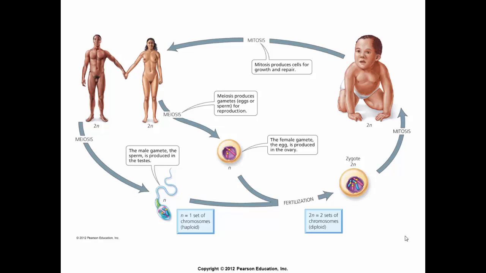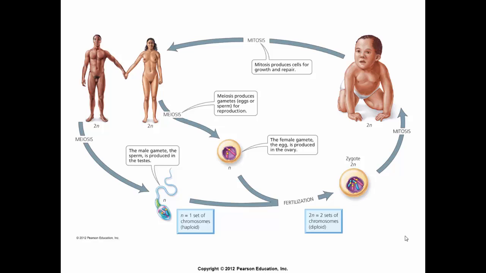This image shows meiosis between male and female. Meiosis is going to occur. The 2N represents two copies of each of the original chromosomes. So the male's gamete, the sperm, is produced in the testes, and meiosis is going to take the sperm down to a haploid state, that N equals one set of chromosomes, haploid. Meiosis is going to occur in the female, producing an egg. Again, the egg is going to contain one set of chromosomes, or haploid.